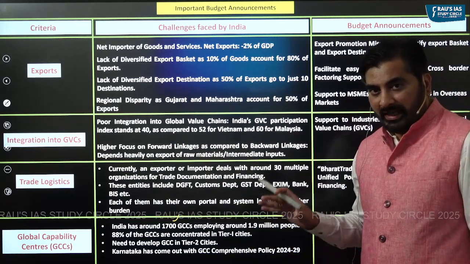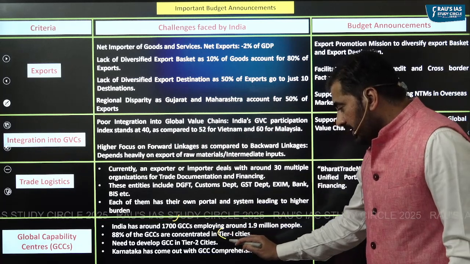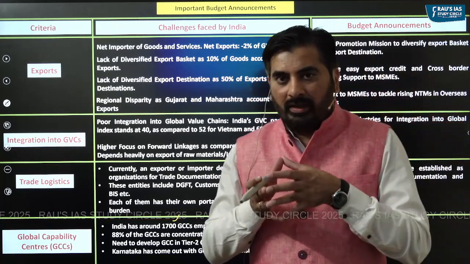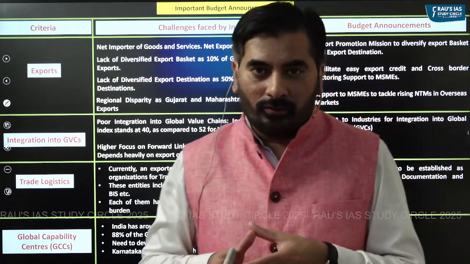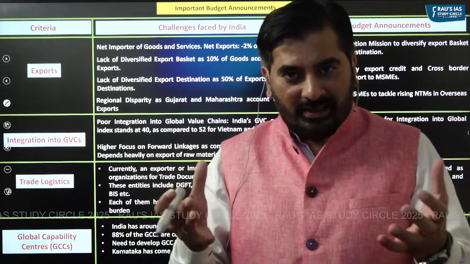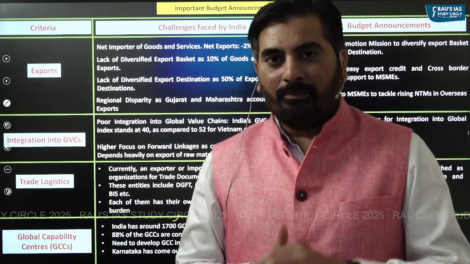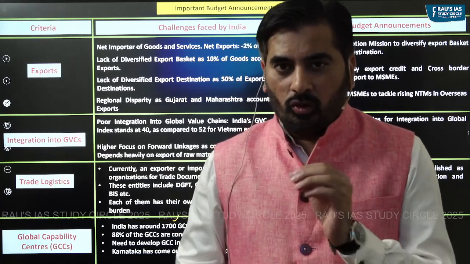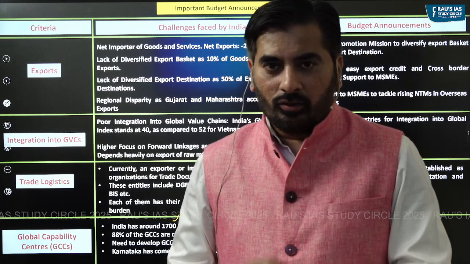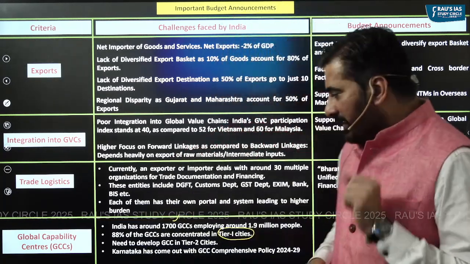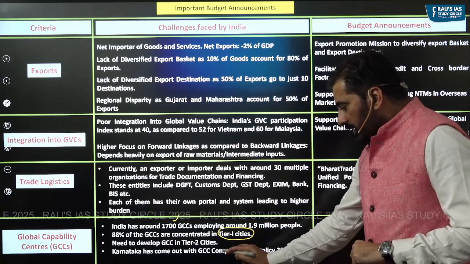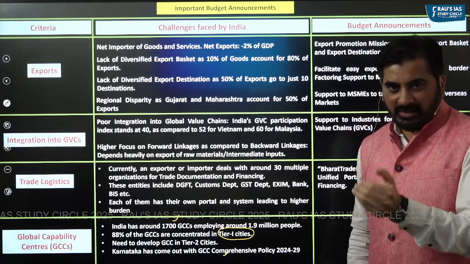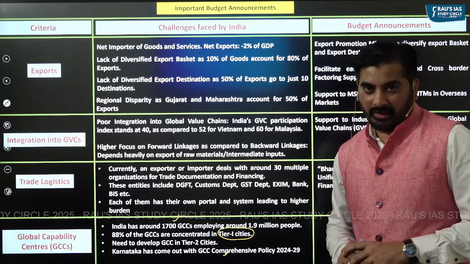88% of the global capability centers are concentrated in tier 1 cities. So there is a need to promote global capability centers even in tier 2 cities also, so that it leads to balanced regional development. For example, recently, Karnataka government has come up with a comprehensive global capability centers vision 24-29. In this particular vision document, Karnataka government is set to provide incentives to the multinational companies to set up these GCCs in the tier 2 cities of Karnataka.